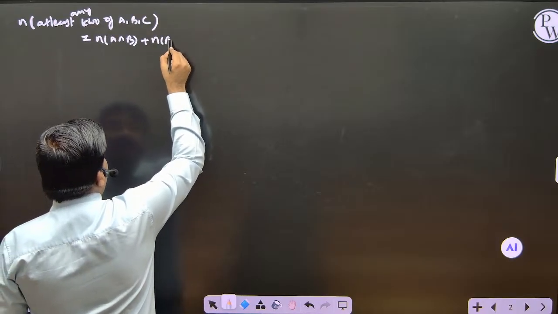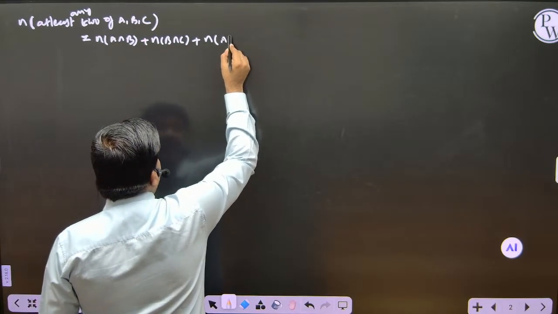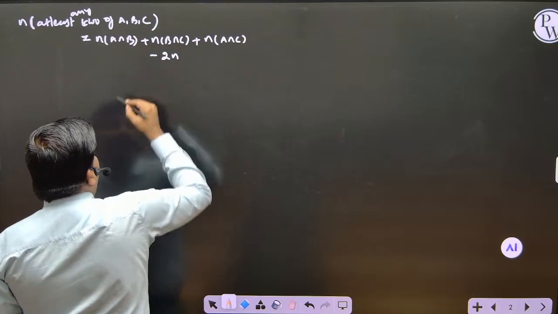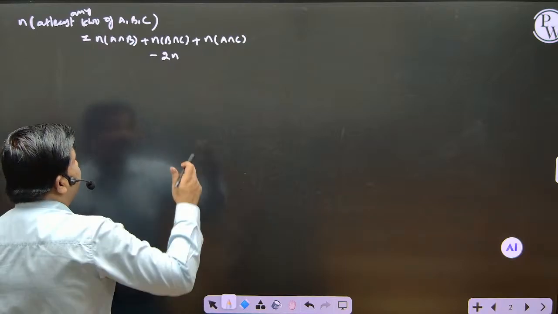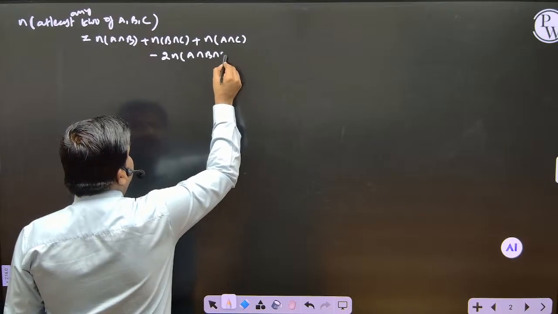Exactly to already we know that. To that we have to add exactly 3. Then what happened? You get n of A intersection B plus n of B intersection C plus n of A intersection C minus 2 times n of A intersection B intersection C.